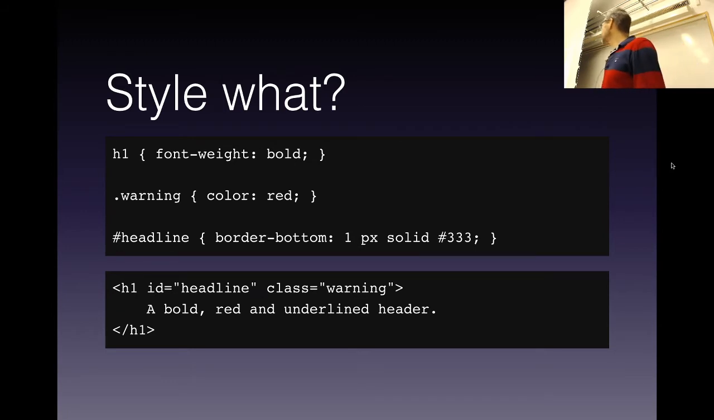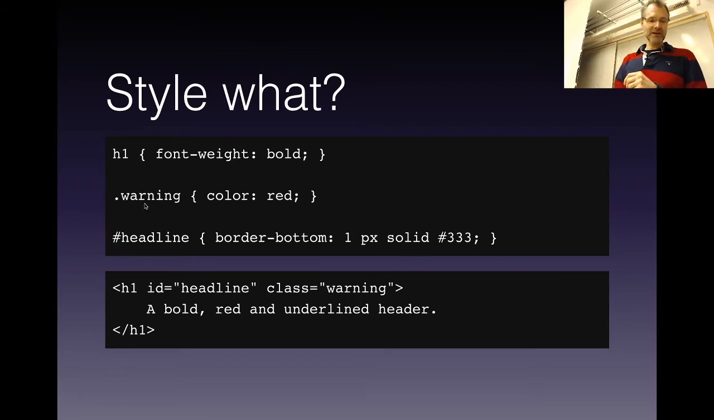So how does one style then? This is an example. The bottom one is an HTML document. The top one is a CSS style sheet. We have 3 rules on top. The first one is styling an HTML element, H1, the header 1. The style applies to all header 1 elements available in the document.